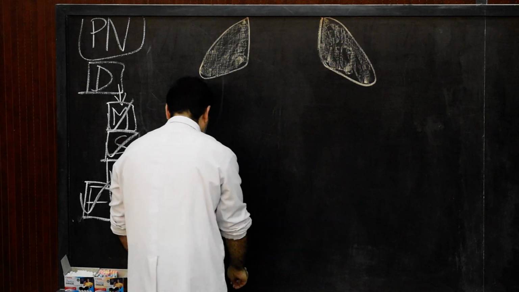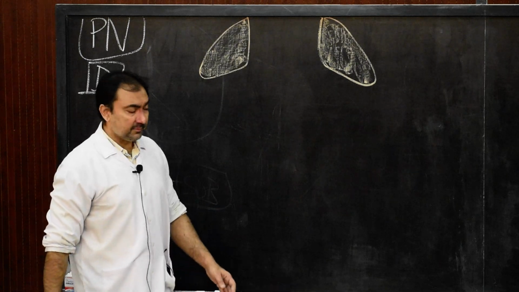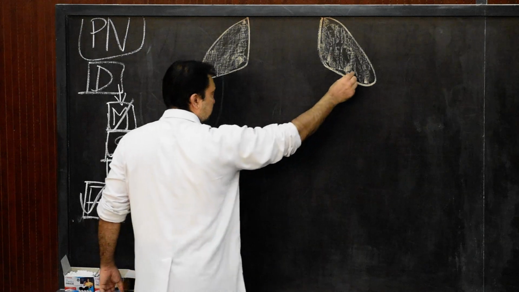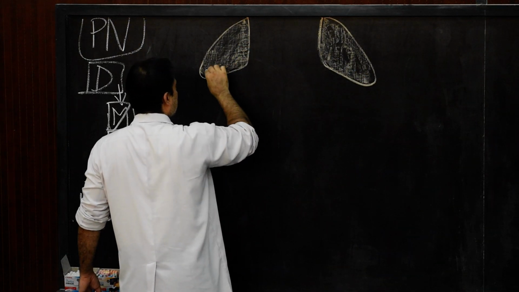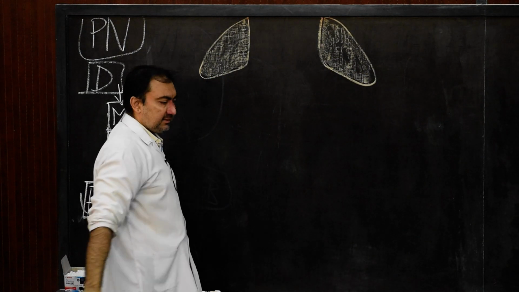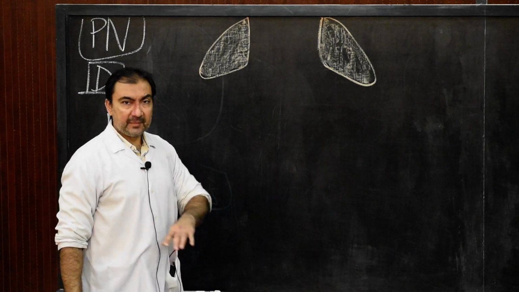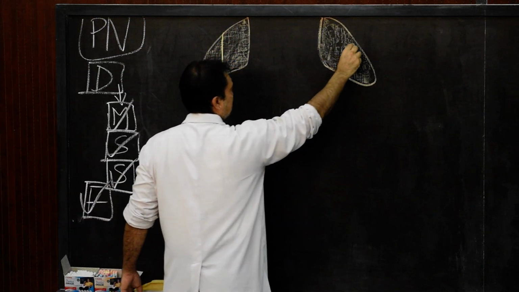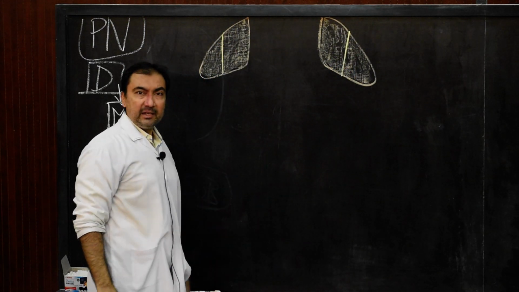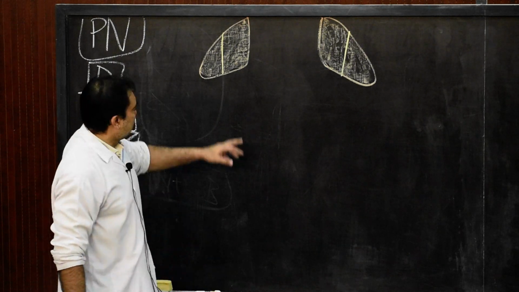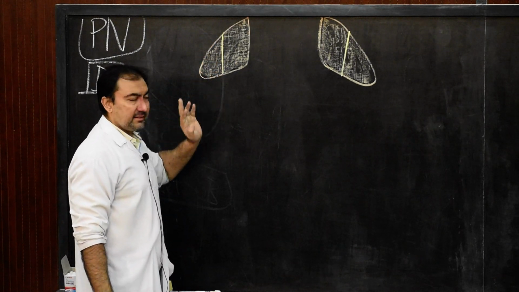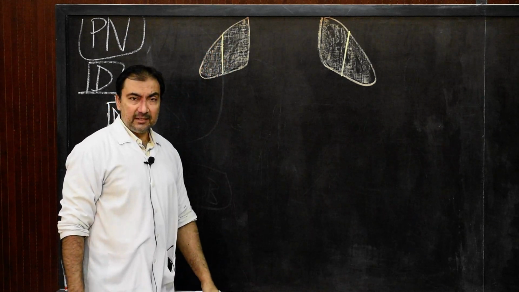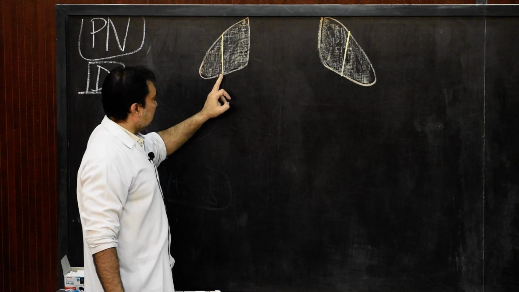Now after drawing these two scalenus anterior muscles, we shall draw the phrenic nerve. Remember, the phrenic nerve will cross the scalenus anterior muscle from its anterior aspect in such a way that it will cross from the lateral margin, perpendicularly or vertically, from the anterior side of the scalenus anterior muscle downwards. So it will cross the lateral margin of the scalenus anterior muscle.